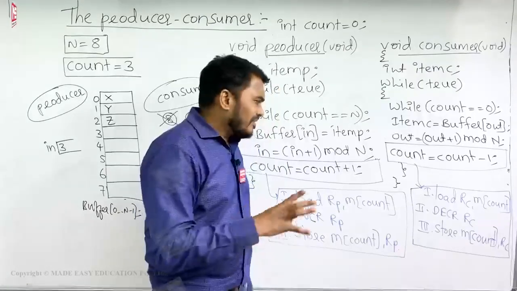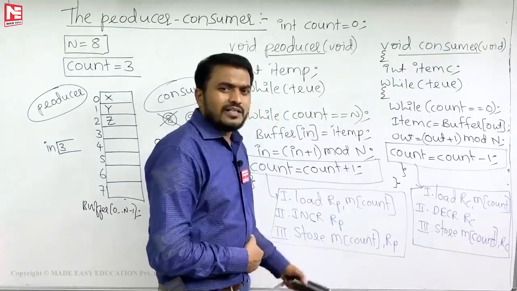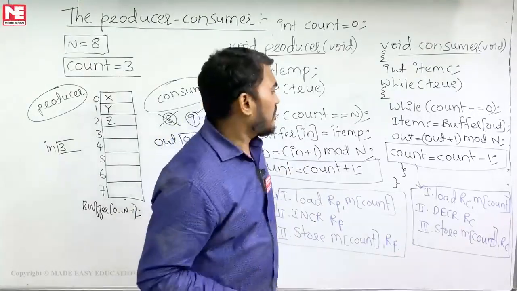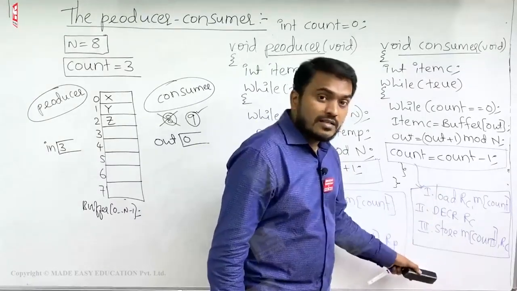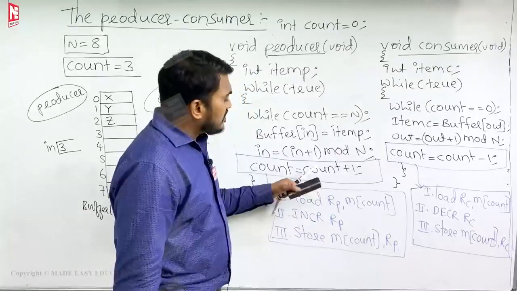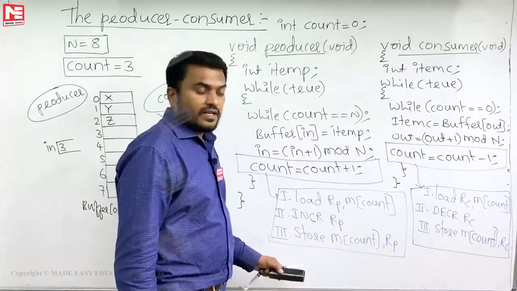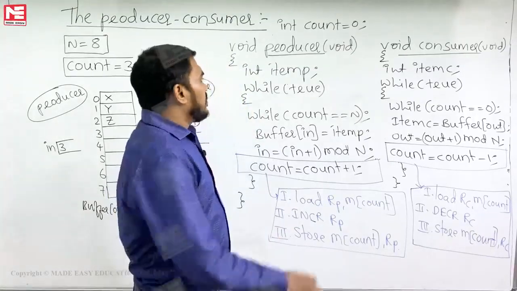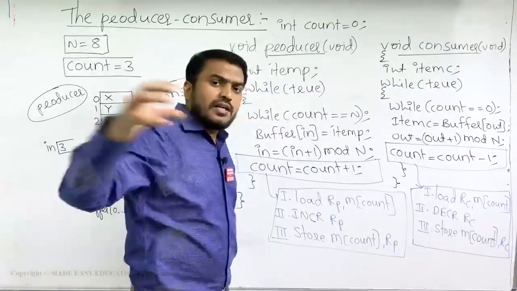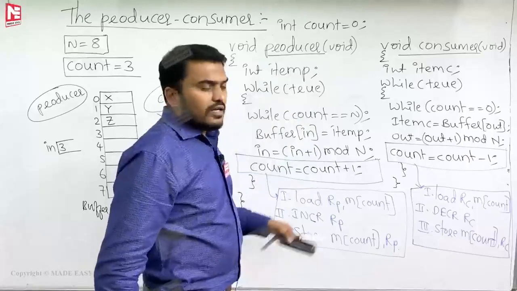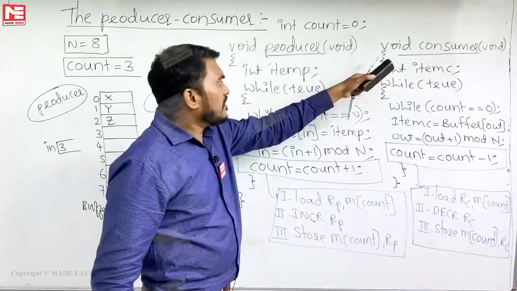You will understand all that in CO, computer organization, where you study it in detail. No need to take tension. So count equal to count minus 1 will have 3 instructions inside it, and count equal to count plus 1 will also have 3 instructions inside it. You should remember that. So this is the code of the producer and that is the code of the consumer. If the producer wants to produce an item, it will make use of this code. If the consumer wants to consume an item, it will make use of this code.